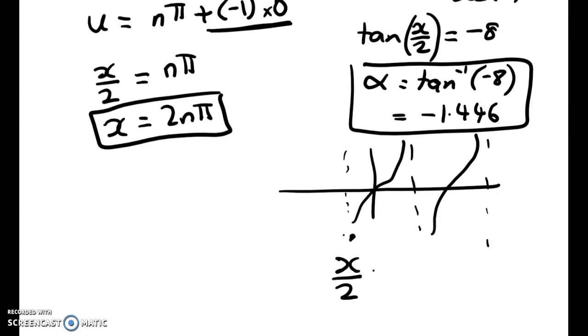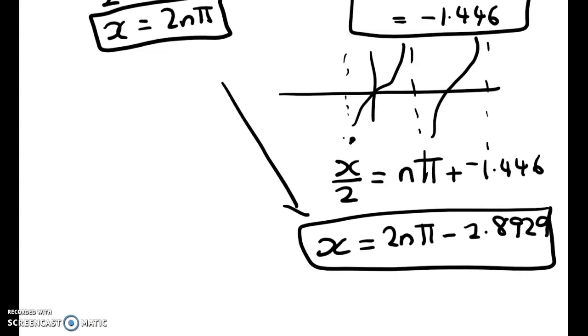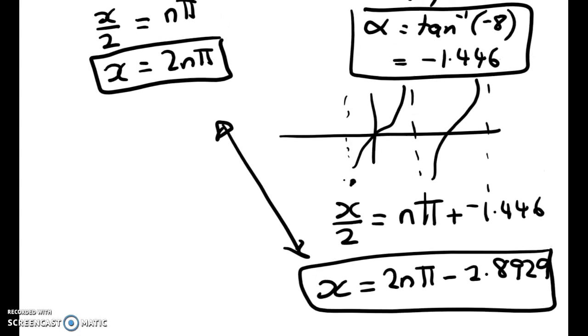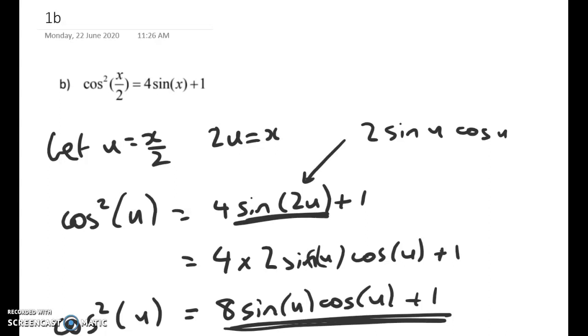So that's the first part of the tan general solution. Now we're going to have x over 2 is equal to n pi plus negative 1.446. That gives me the final answer of x equals 2n pi minus 2.8929. So these two give me the general solutions. Let's have a look at what that looks like graphically. Going all the way back up, how can we draw this and see what's going on? Well, if I use GeoGebra, I can take the left-hand side as one function of x and draw it, and then I can take the right-hand side and draw that one, and I'm looking for where they intersect.